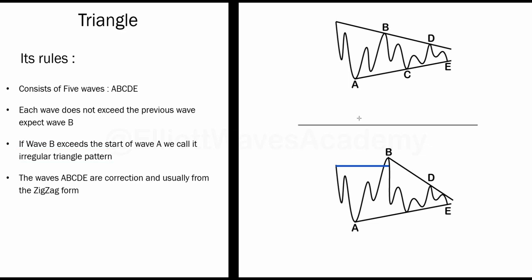So what's the form of its subwaves? A and B and C and D and E are corrections. Wave A and B and C and D, they are corrections in any type. In other words, they can get formed in any form except the triangle pattern. But wave E, it can get formed in any corrective pattern without exceptions, which means including the triangle pattern itself.